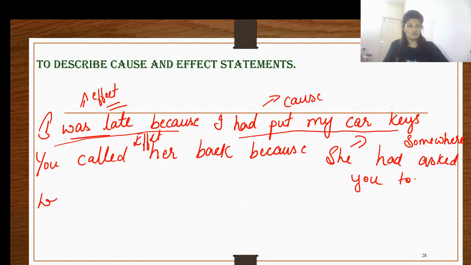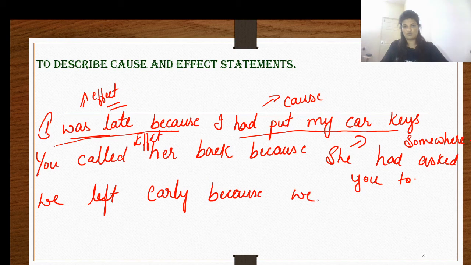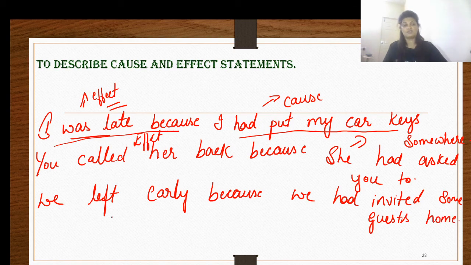Another one is with we. We left early because we had invited some guests home. Full stop. We left early. This is the effect. But why did you leave early? What was the reason? What was the cause for it? Because we had invited some guests home. That is why we left early.